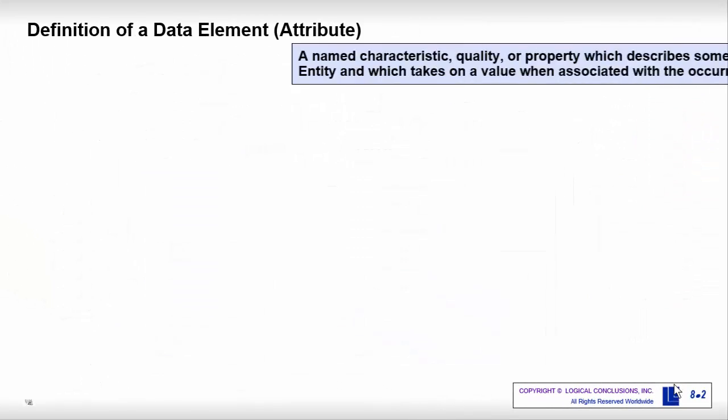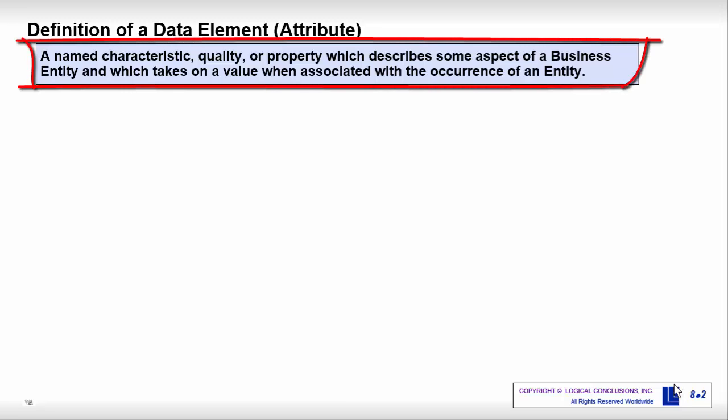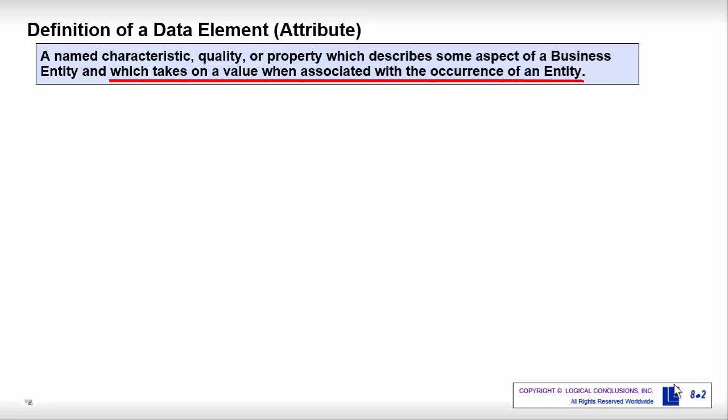First, my definition of a data element, again sometimes referred to as an attribute. This is one I've used for many years, although there are other similar definitions in the technical literature. A data element is a named characteristic, quality, or property which describes some aspect of a business entity and which takes on a value when associated with the occurrence of an entity. The last part of the definition is what separates it from an entity or other nouns in the organization. Data elements take on a value describing a fact about an entity. For example, the city name for a customer.